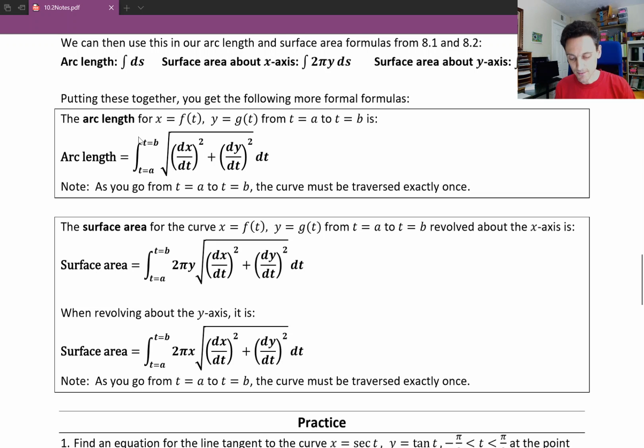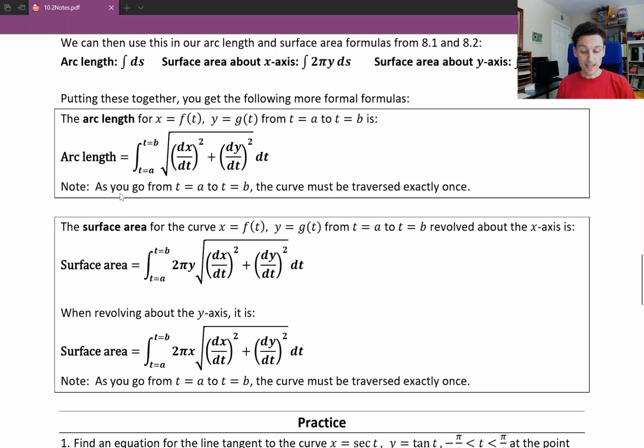So we have that the arc length for a set of parametric equations, so that's x equals f of t and y equals g of t, from t equals a to t equals b, you can get by taking the integral from t equals a to t equals b of the square root of dx dt squared plus dy dt squared dt. So that's where we're just filling in. Normally it's the integral of ds. Well, ds is what we just talked about earlier.